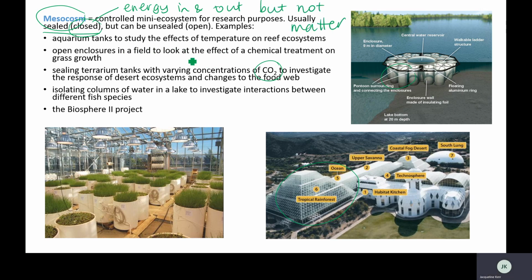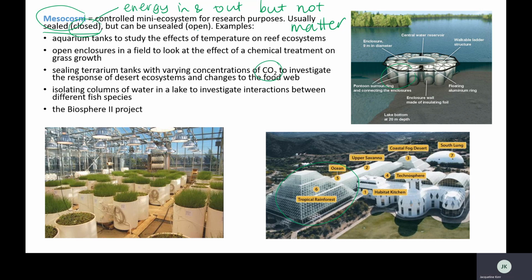Whereas open is open to both, so that means air and water can come in and out particularly. But the concept of a mesocosm is quite broad. This means an isolated, or not completely isolated, sorry, but a separated little study area for research that replicates things that might be happening in an ecosystem.